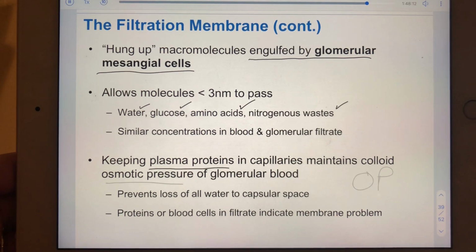Therefore, the cells, the plasma proteins, the protein-bound substances in the blood, they maintain that osmotic pressure that keeps enough fluid in our circulatory system to continue to call it fluid. I don't want my blood to turn into crystals. No, thank you. Next slide.